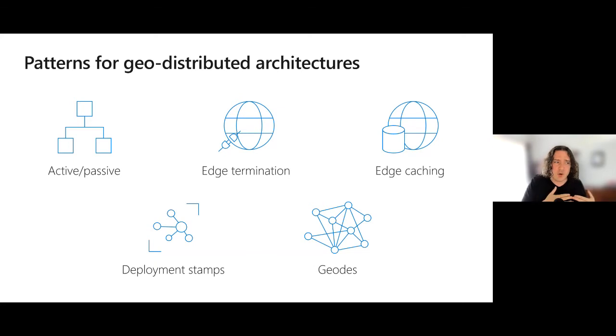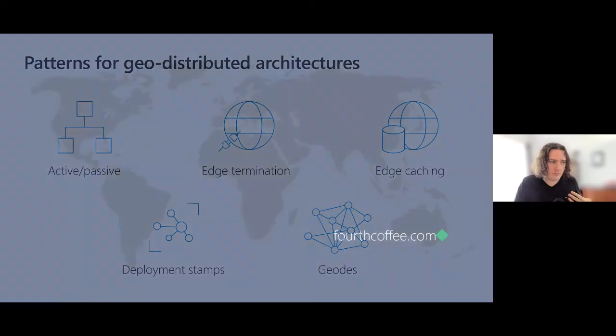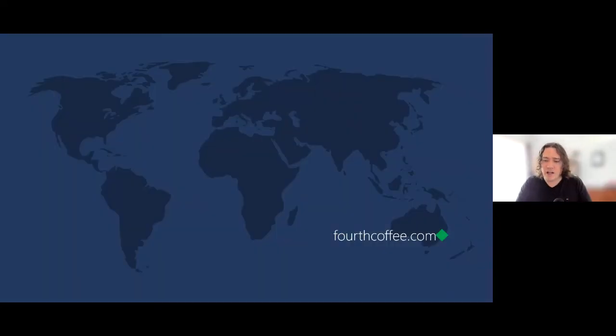Now I want to shift gears and talk about another pattern that we can use for geo-distributed applications. So let's say that we've got our application, our Fourth Coffee application that's hosted in Australia East. We'll take our passive deployment out of the picture again. We'll pretend that doesn't happen. And we've got a client accessing that from somewhere in Europe. This is in Spain. So the first thing that happens when that client tries to access our fourthcoffee.com website or API is that their server or their client will try to resolve that hostname, fourthcoffee.com, to an IP address.